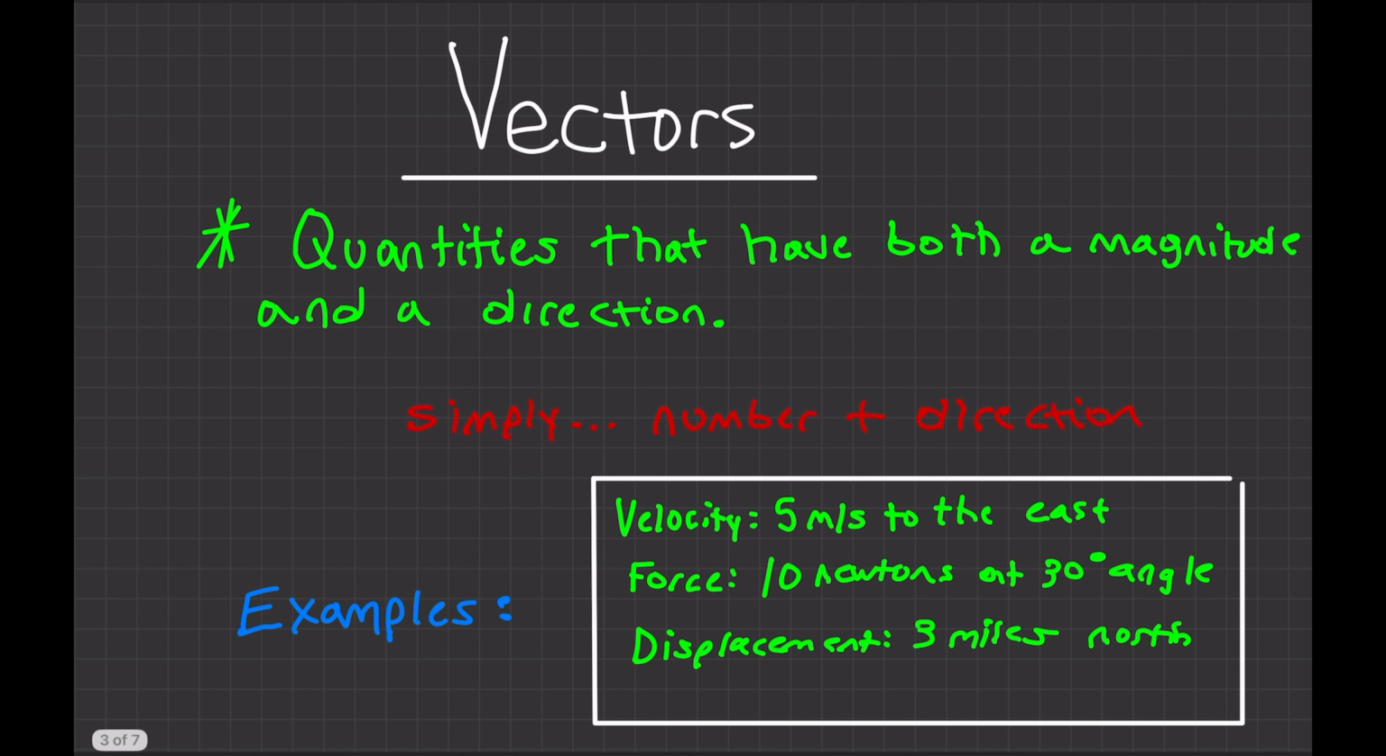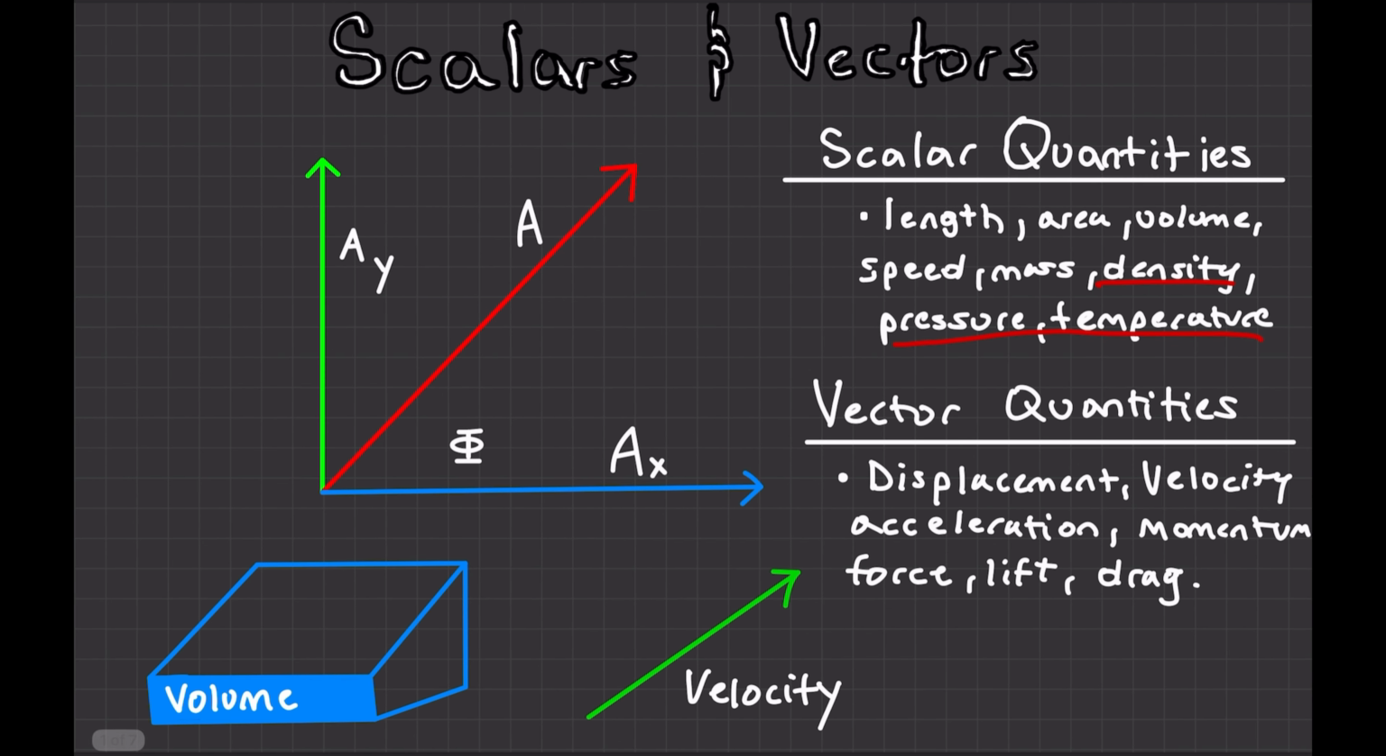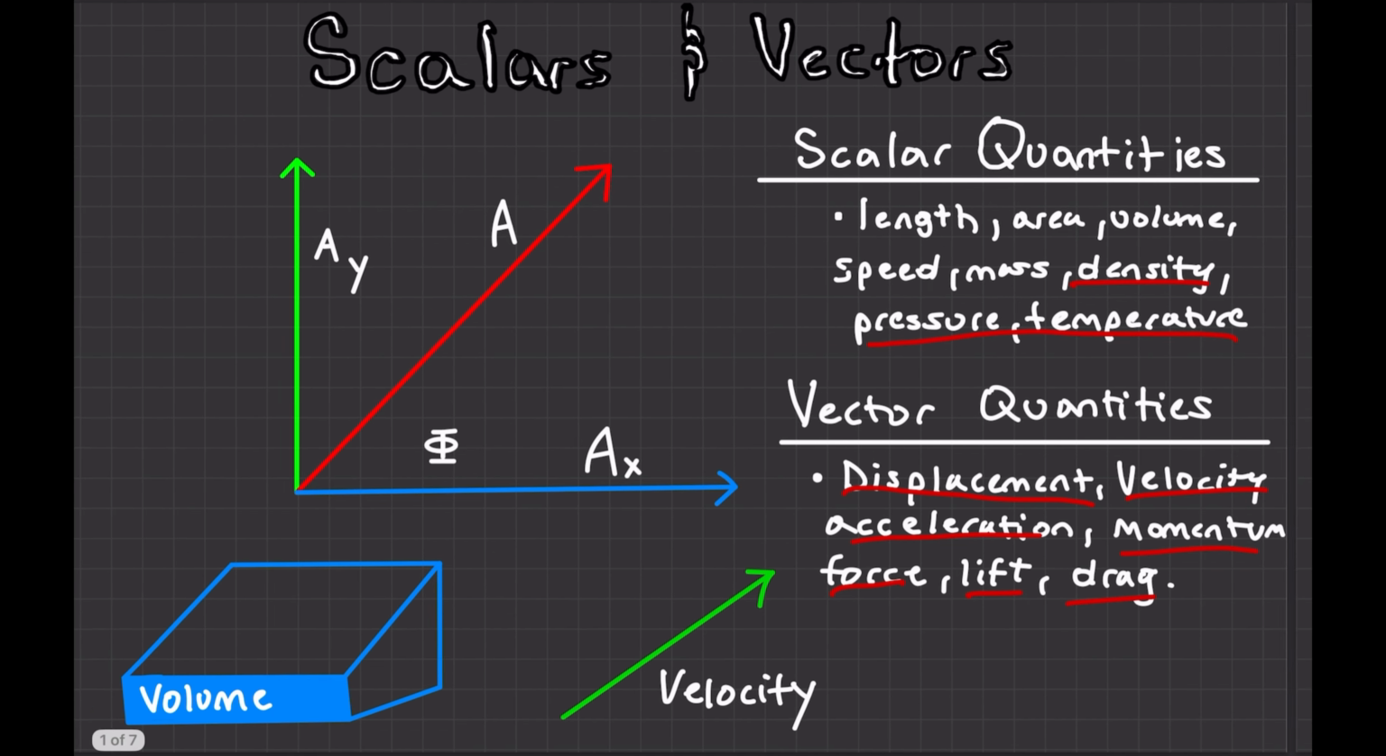Next, we go into vectors. Vectors are quantities that have both a magnitude and a direction. So simply think of how much, or a number, plus the direction. This added layer of information makes vectors more complex, but also more powerful. So if we go back to our first slide, what are some examples? Displacement, velocity, acceleration, momentum, force, lift, and drag. And these are all different quantities that we're going to go over in later videos, but just keep these things in your head, right?